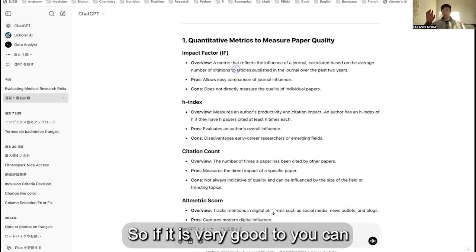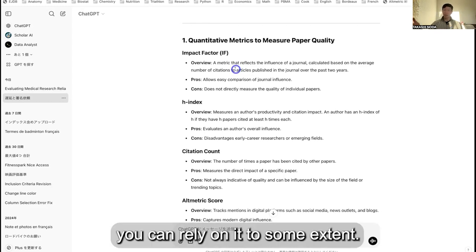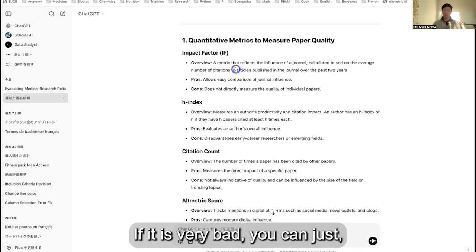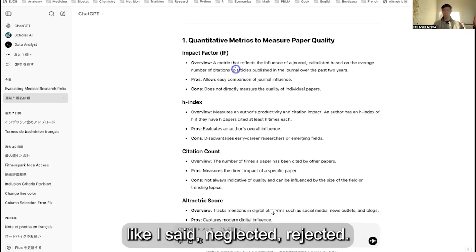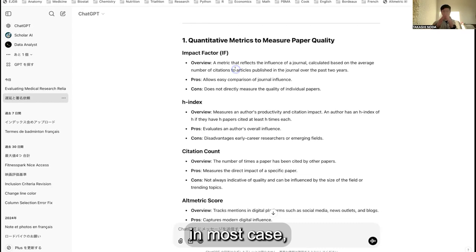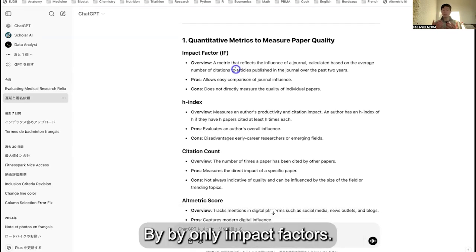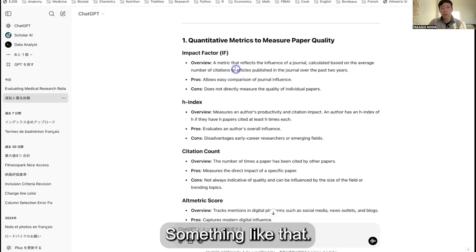So if it is a very good journal, you can rely on it to some extent. If it is very bad, you can just, how can I say, neglect it, reject it. But for the medium region, in most cases, you cannot judge the quality of the paper or the quality of the study itself by impact factor only, something like that.